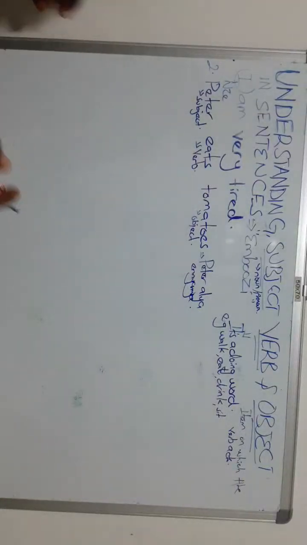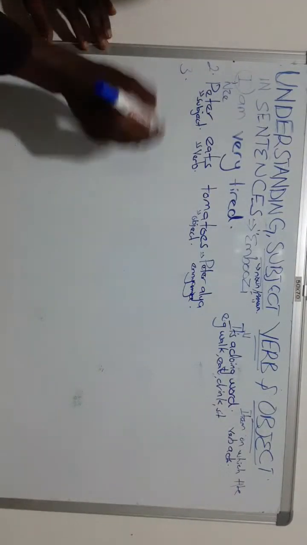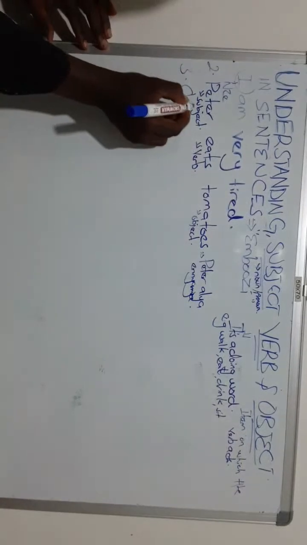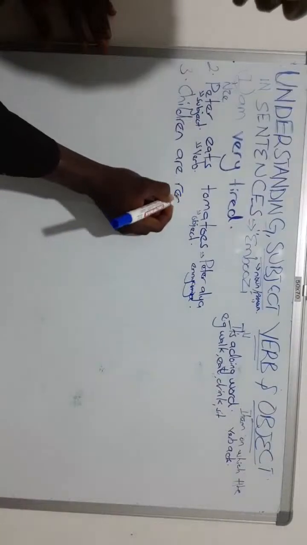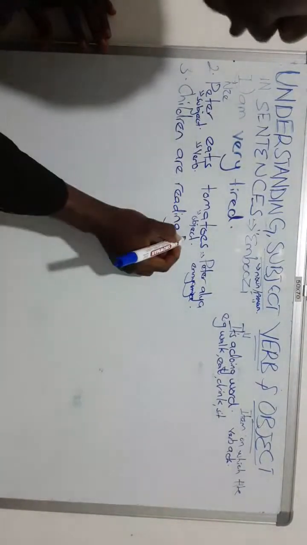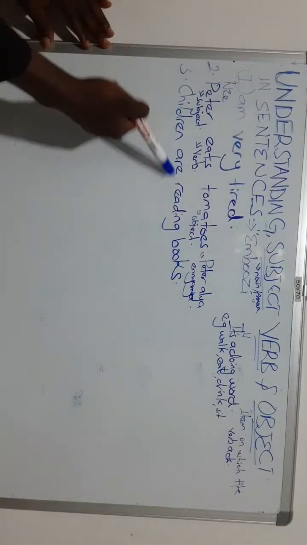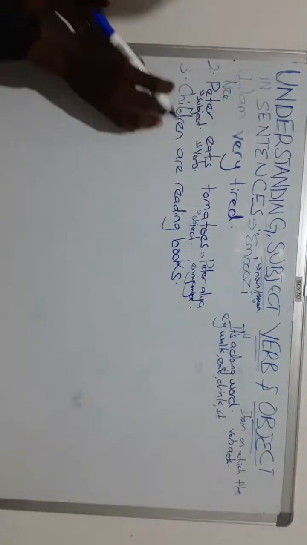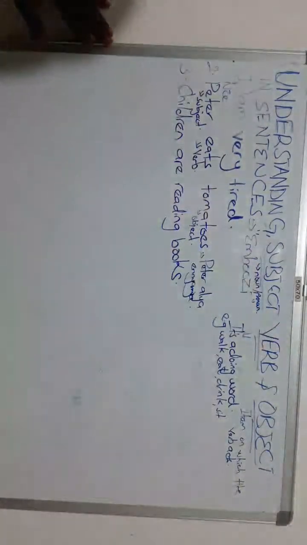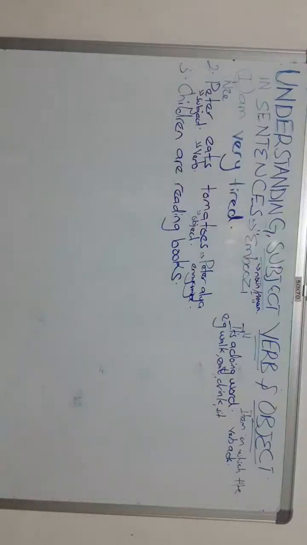Okay, let's have another example. Mwongere okubitegeera. Example 3. Let me use children. Children are reading books. Children are reading books. So in this case, I want us to identify the subject, verb, and the object in that sentence. Identify the subject, verb, and object in this sentence.